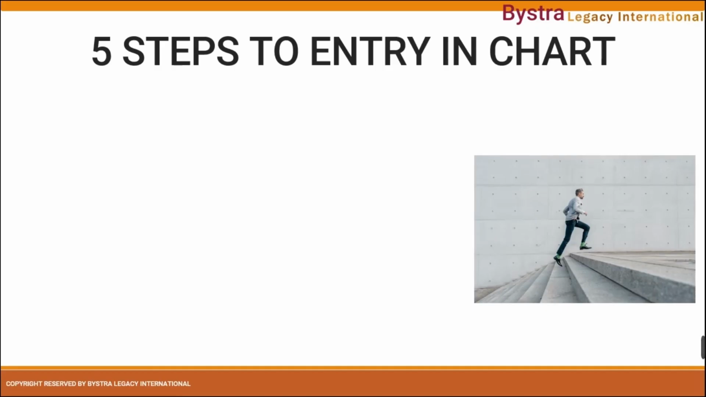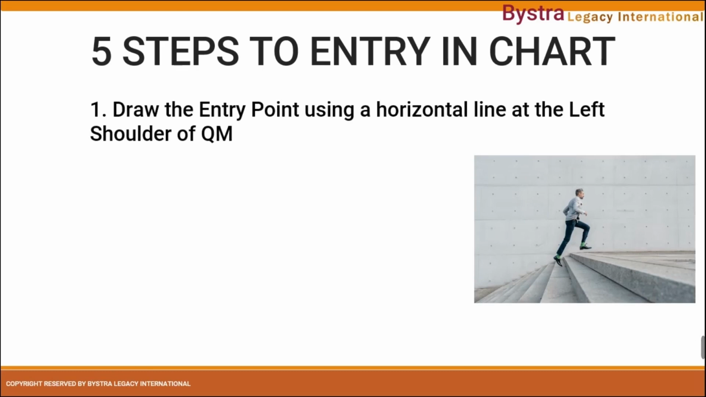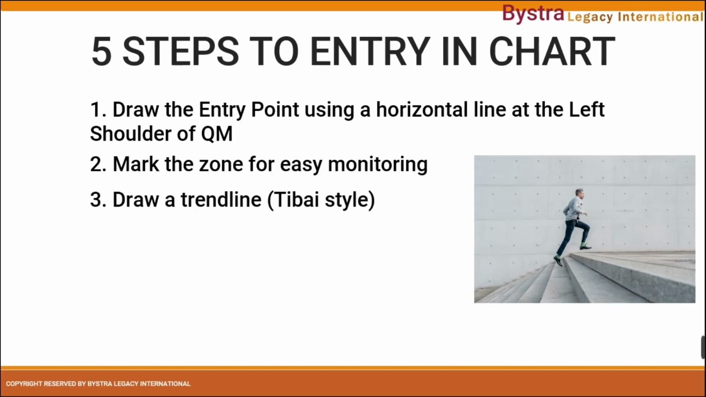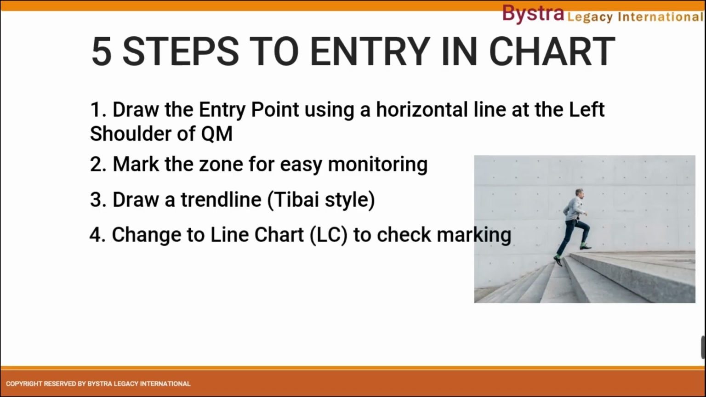Alright, there are 5 steps to entry on the chart for this QMC. It's very simple, isn't it? The first one, remember we always have to find the setup first. So draw the entry point using a horizontal line at the left shoulder of the QM. Second, mark the zone for easy monitoring. Thirdly, only then do you draw the trend line. We're using the T-bar style, meaning it's only there as a confluence, so that we know the price confluence is within that range. Fourth, change to line chart to check our marking is correct.